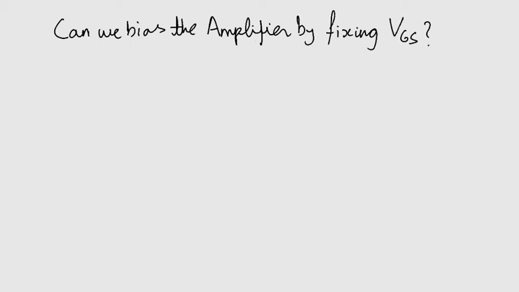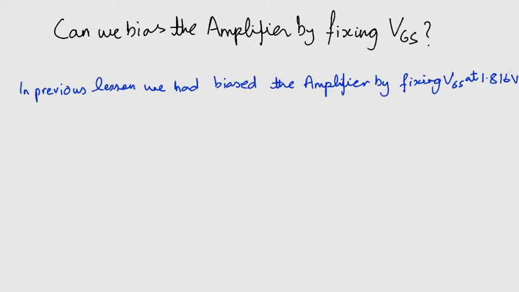What we had done in the previous example was bias the amplifier by fixing VGS at 1.816 volts. However, this is not a good biasing technique. To understand that, let's first recap the definition of biasing.